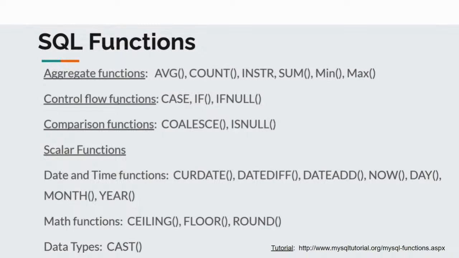But you have control flow functions. These are like your case, if, or if null. That's your if-then type logic. So think of control flow as in a programming language, where you're trying to say if this condition is true, do this, otherwise do that. And then case is like multiple. You can have multiple values. And you'll see more examples of those, but those are control flow in SQL.